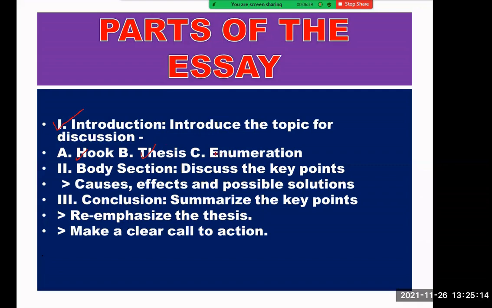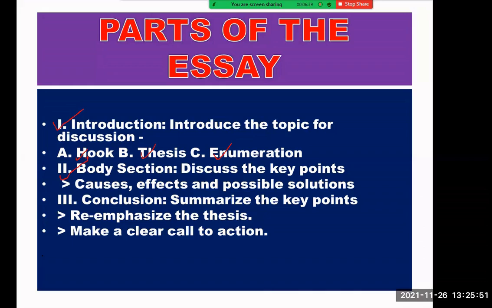Then you have the enumeration, which is optional. In this case, you mention the major things you are going to discuss in the body section of your composition. Then the second part of the composition or essay is the body section, and this is where you discuss the key points, all right? This is where you discuss the key points. And in most cases, you discuss the causes, the effects, the possible solutions, all right?